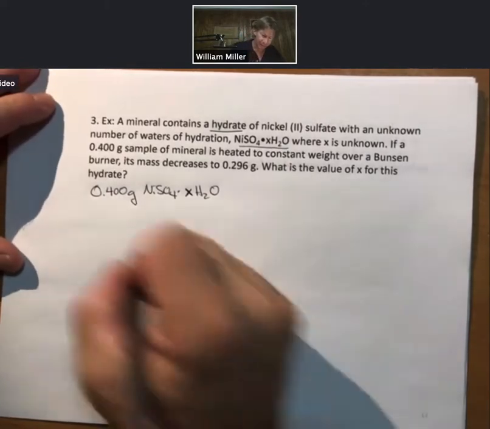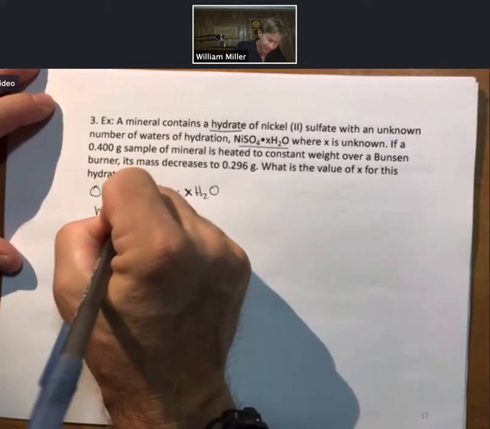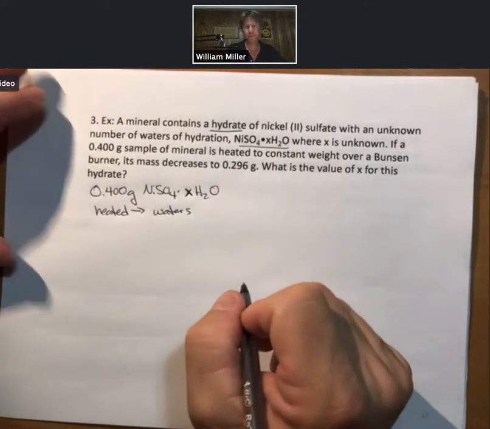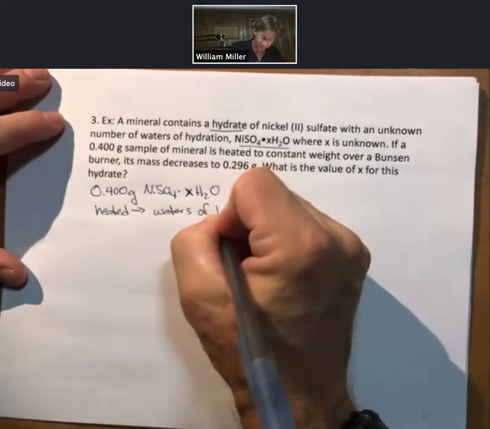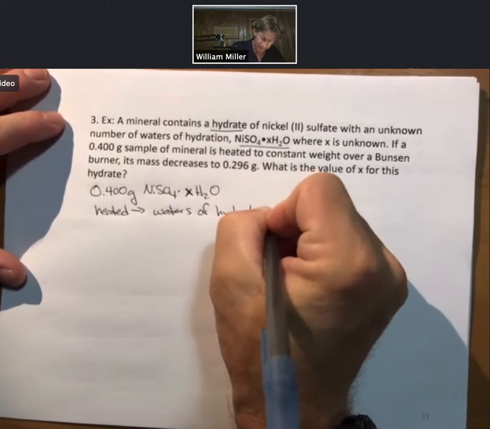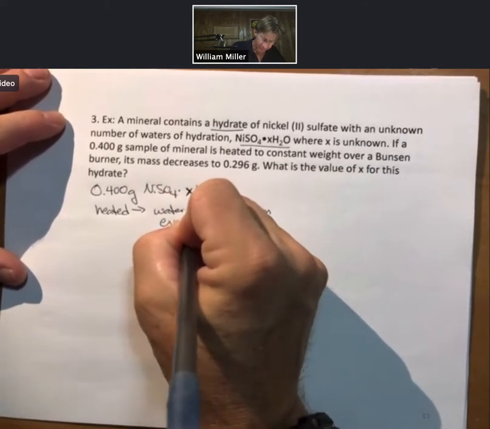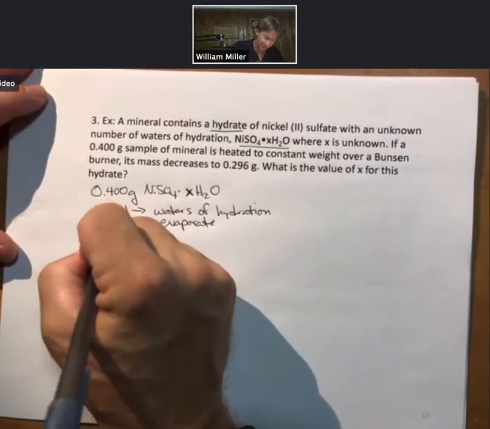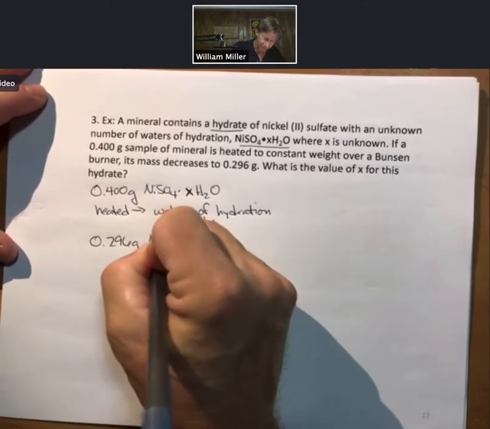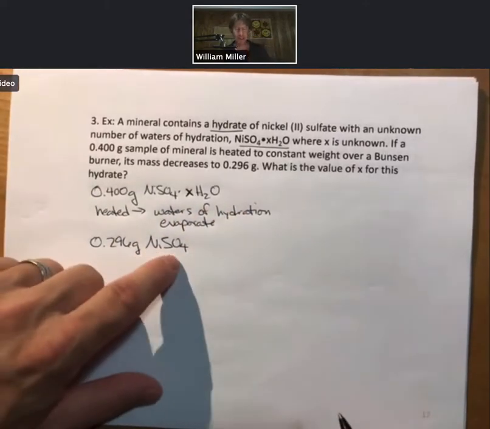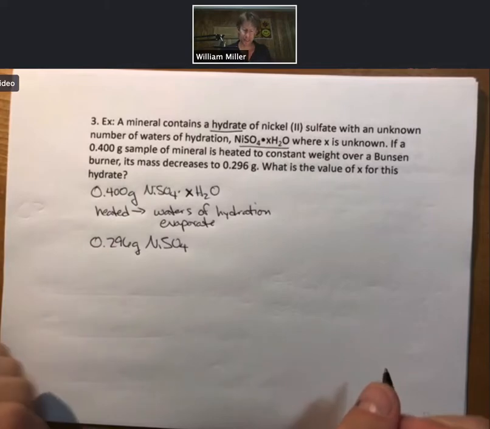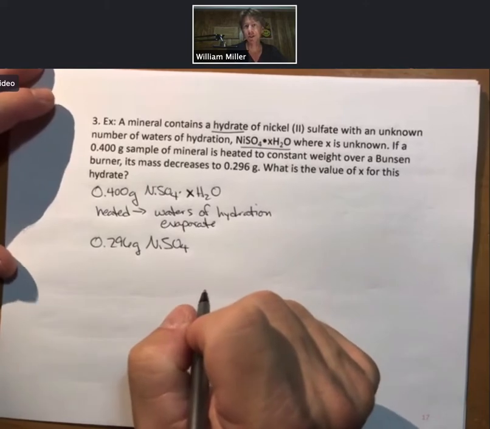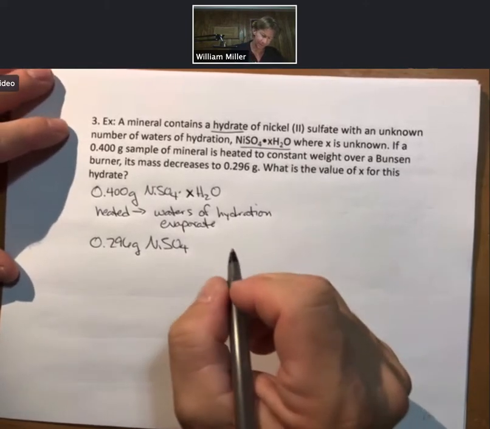So when heated, the waters of hydration evaporate, or are removed from the compound. So what is left is just the nickel 2 sulfate, NiSO4. This is also sometimes called the anhydrous form of this, but we don't need to know that.